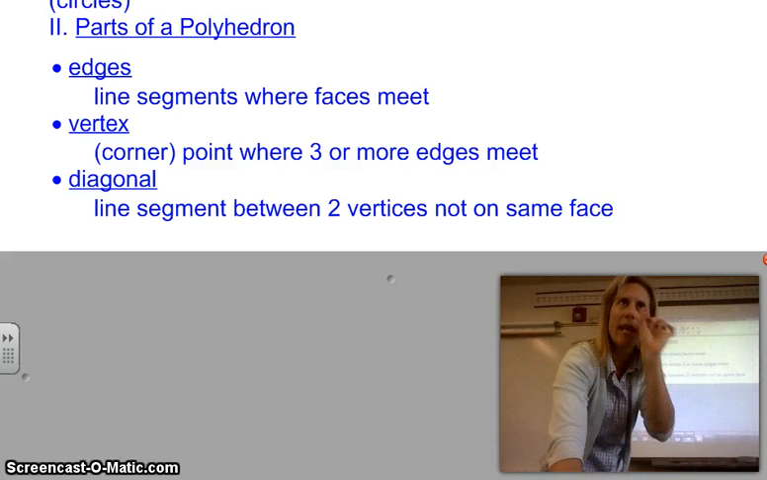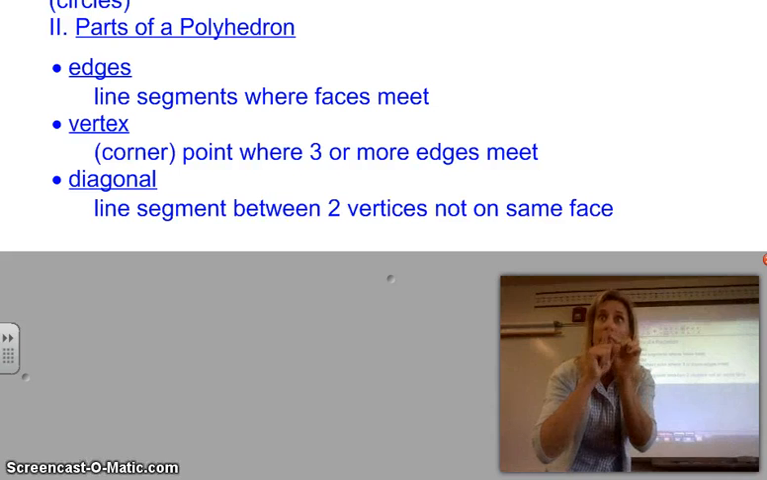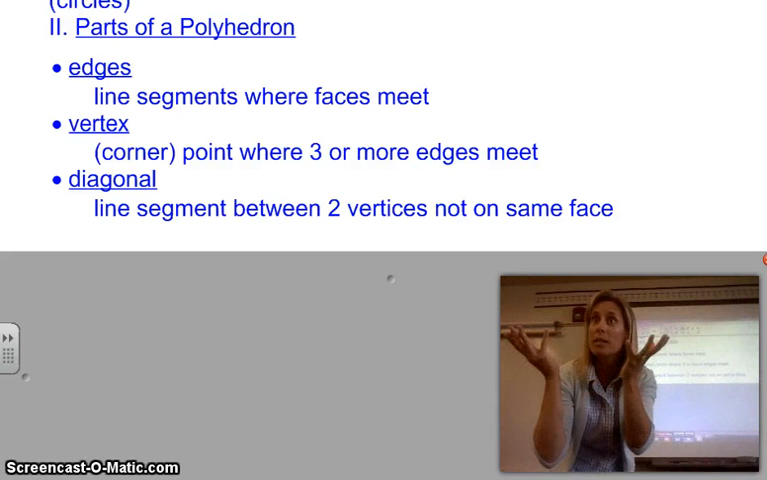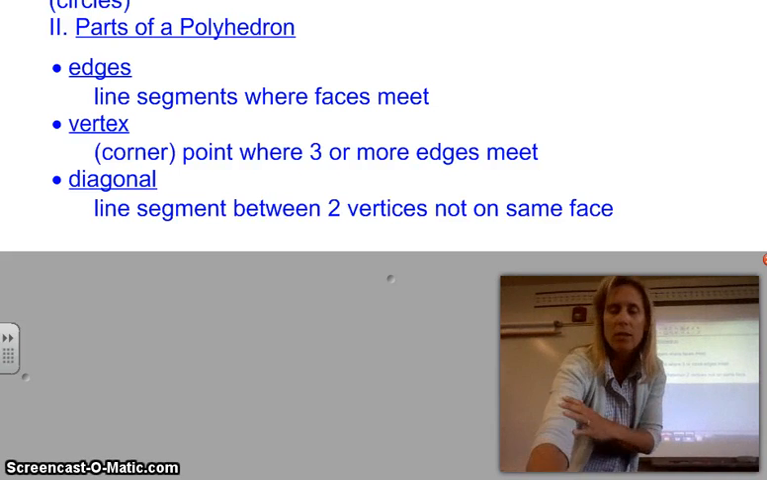So remember, if it's a diagonal of a polyhedron, it's going through it, okay? Because it's 3D we're talking here, not just 2 dimensions. Okay, you have all the words you need to know to do this. So have fun.